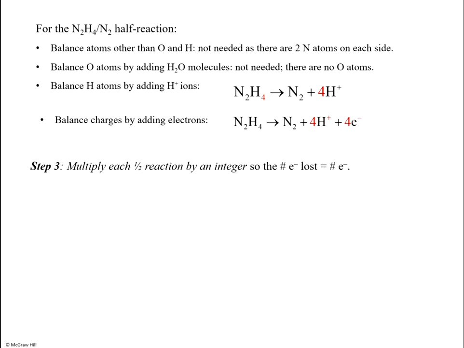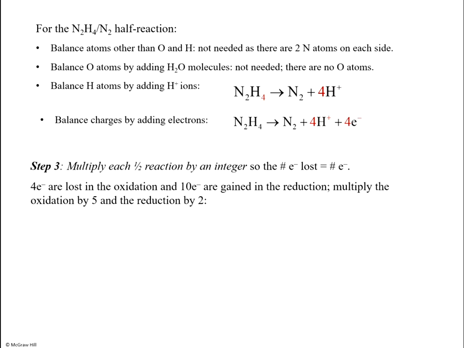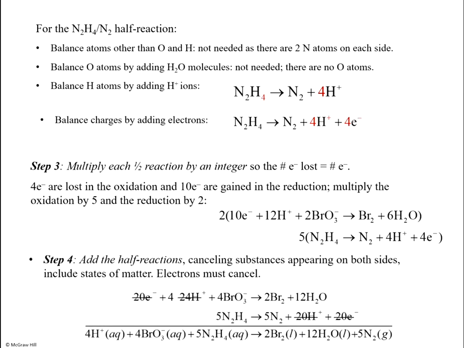Next, we multiply each of our half reactions such that the number of electrons lost in one half reaction equals the number of electrons gained in the other half reaction. 4 electrons are lost in oxidation and 10 electrons are gained in reduction. So we'll multiply the oxidation by 5 and the reduction by 2. So by doing this, we see that we have the following result.